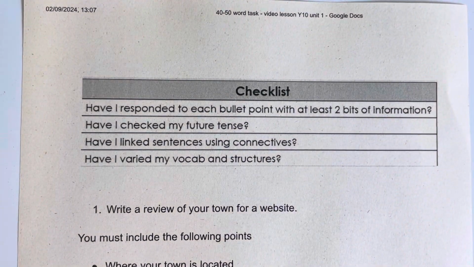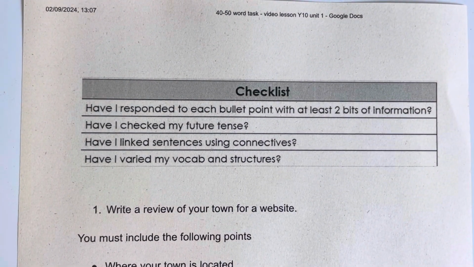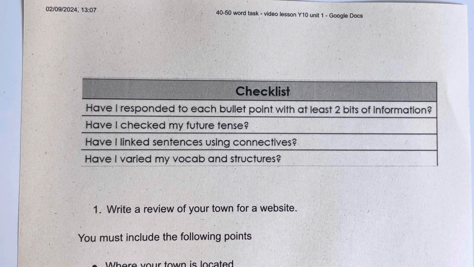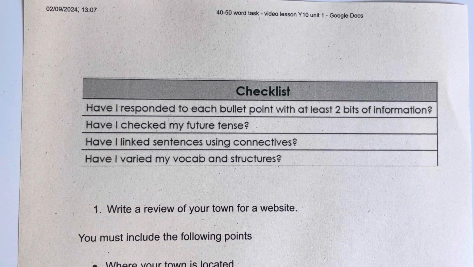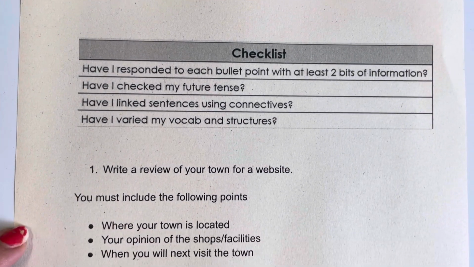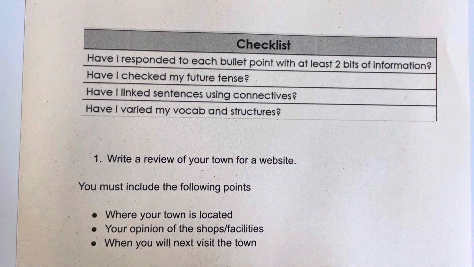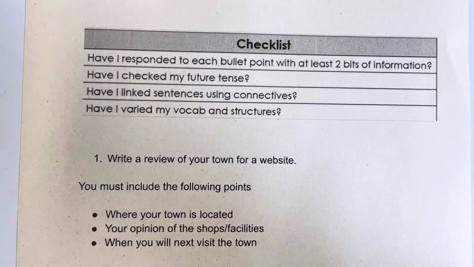Now that we know what a 40 to 50 word task is asking us to do, how it's marked, and what we should be considering as we answer it, let's look at an example, because this is what you are going to be asked to do for your end of unit assessment in this topic. Your task will always be written in English. This will inevitably help you to plan.